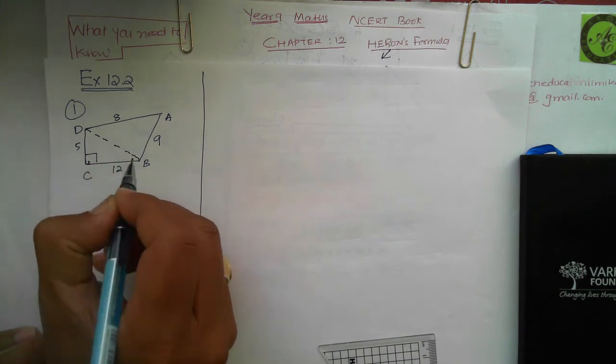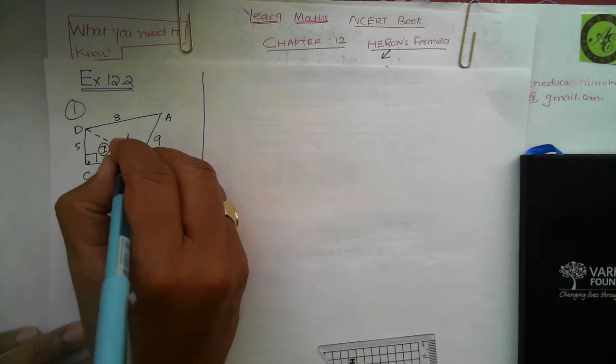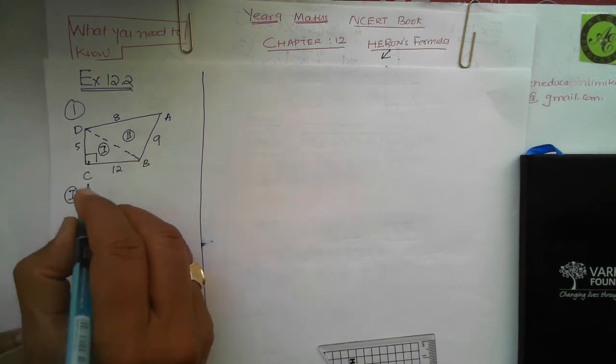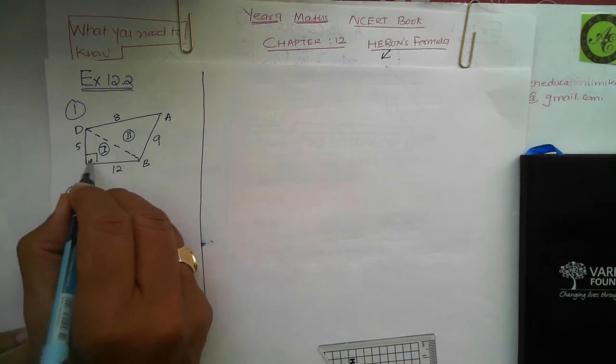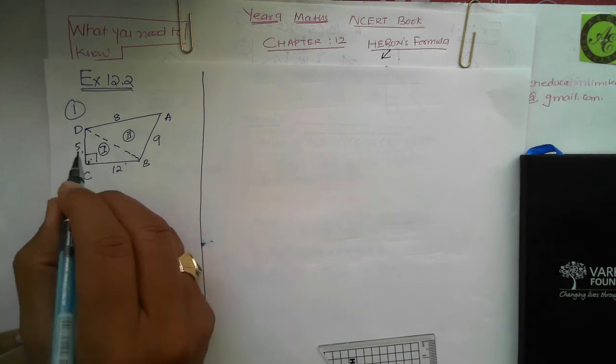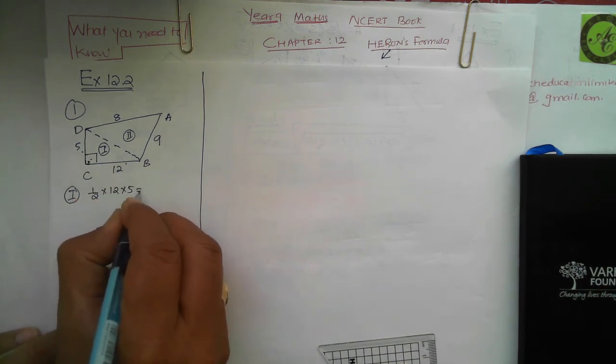Let's call this triangle 1. Let's call this triangle 2. So triangle 1 area is simple because it's a right angled triangle. The A side is the base and this side is the height. This is half times 12 times 5. This is 30 square units.